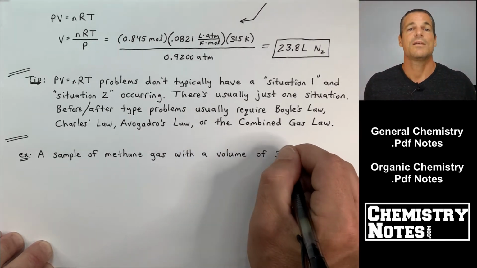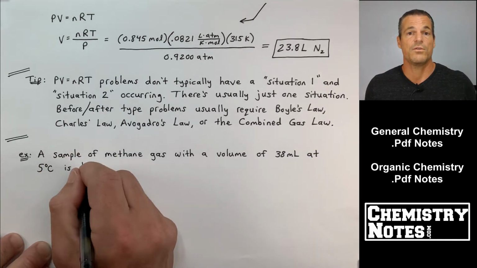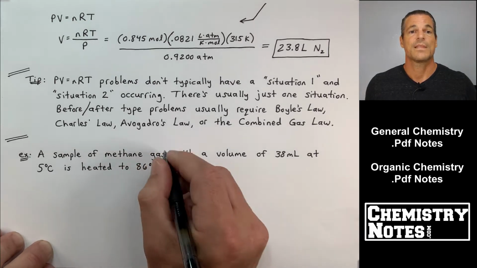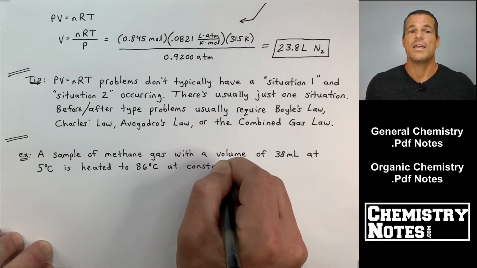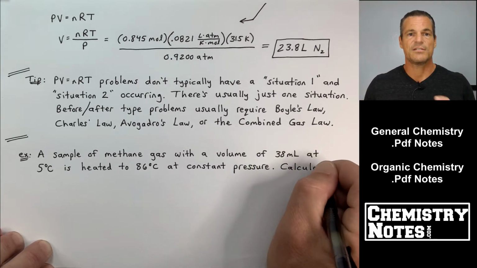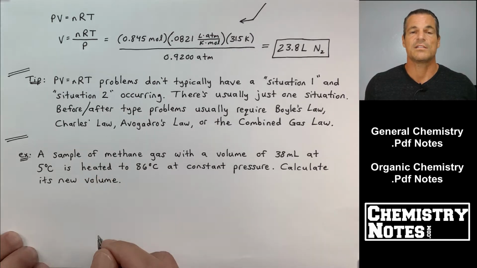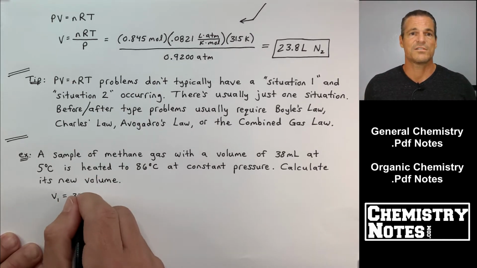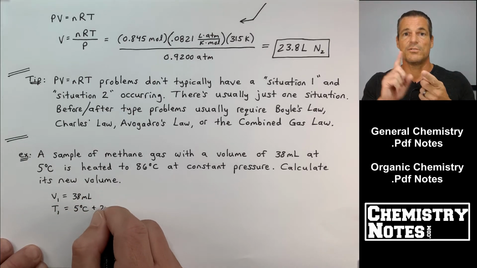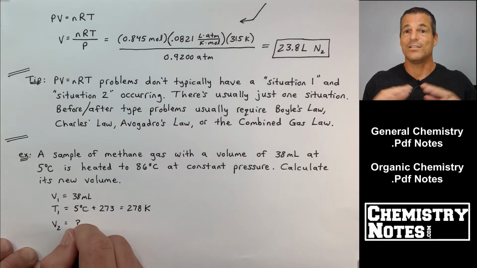Here it is. Example. A sample of methane gas with a volume of 38 milliliters at 5 degrees Celsius is heated to 86 degrees Celsius. You see how the condition has changed? It's heated to 86 degrees Celsius at constant pressure. Calculate its new volume. It also uses the phrase new volume. New volume implies that there used to be a V1 and now we need a V2. So we know that the ideal gas law is out.